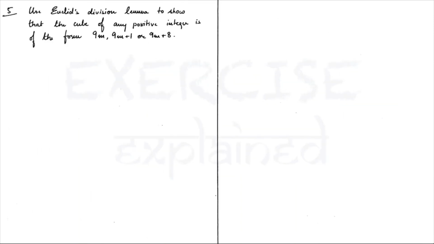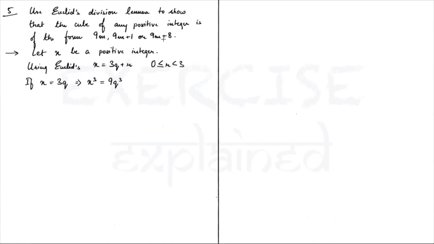Getting into the next question, use Euclid's division lemma to show that the cube of any positive integer is of the form 9m, 9m plus 1 or 9m plus 8. So what we do is, we will take x to be a positive integer. Now x can be written as 3q plus r. So in this, r, the maximum limit is 3. So simple, like the previous question, the first thing we would be doing is cubing this.